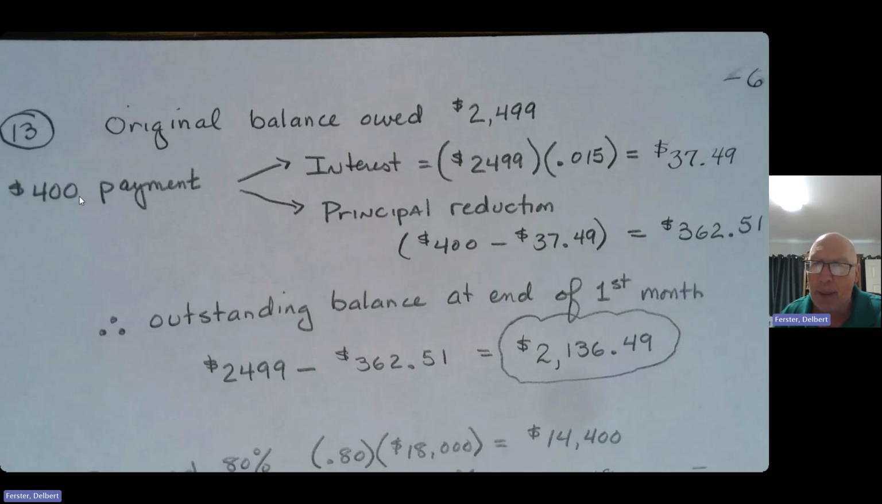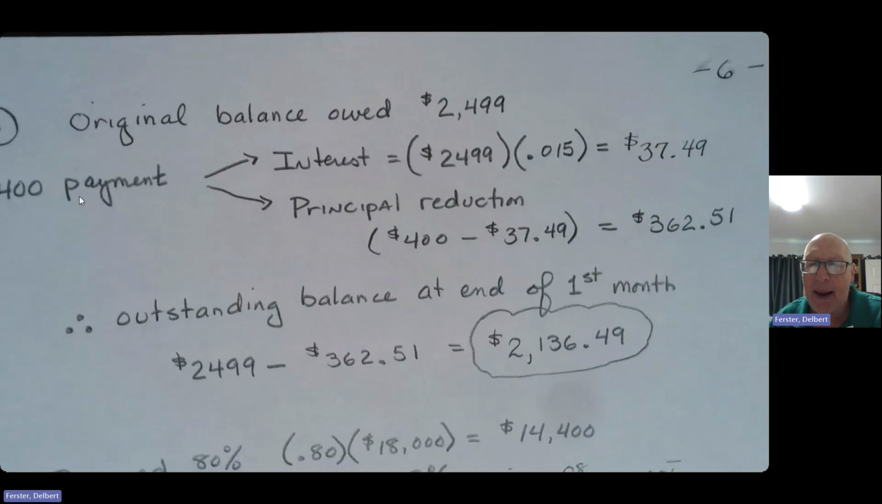So that first $400 payment kicks in, and we're going to calculate the amount of interest. And the amount of interest is at 1.5% per month. So you're going to take $2,499 times 0.015, and that's $37.49. So of the $400 payment, $37.49 goes for interest. The rest goes to pay back what you borrowed. So we'll take the $400 and we'll take off the $37.49.